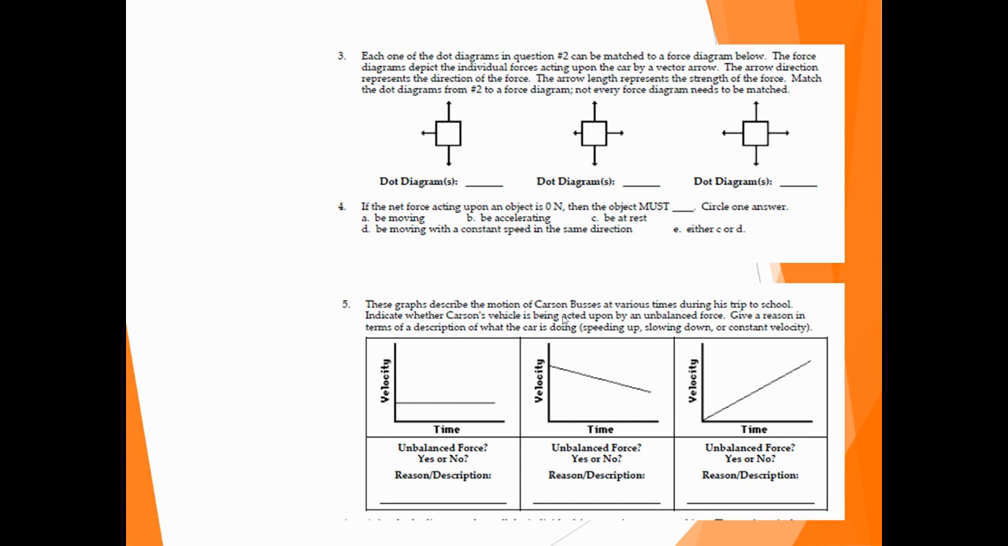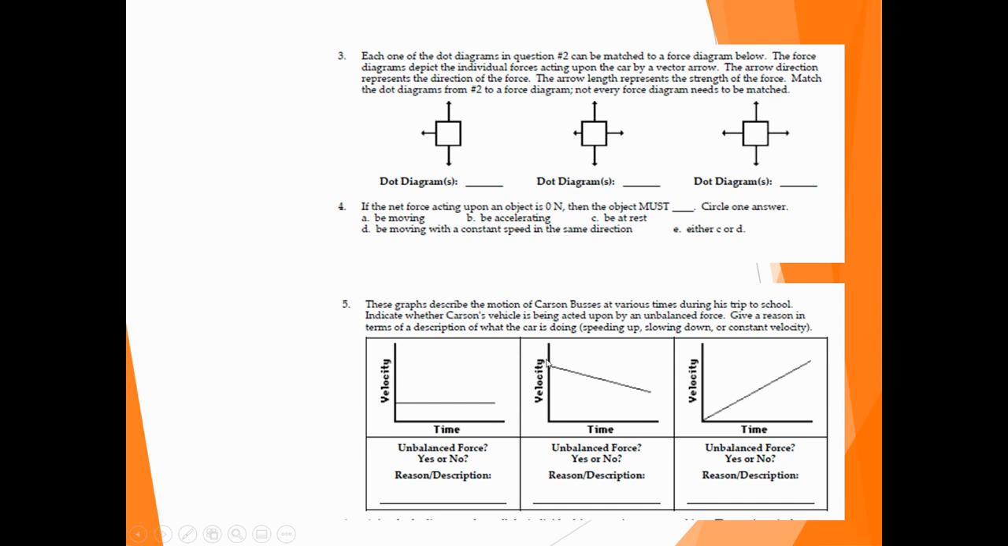Then question number 5. These graphs indicate the motion of Carson's bus at various times during his trip to school. Indicate whether Carson's vehicle is being acted upon by an unbalanced force. Give a reason in terms of describing what the car is doing: speeding up, slowing down, or constant velocity. So this first one, he is moving at a velocity and it's constant. It isn't changing with time. So his reason here is constant velocity. And if he's moving at a constant velocity in a straight line, he has balanced forces. So the answer here is no.